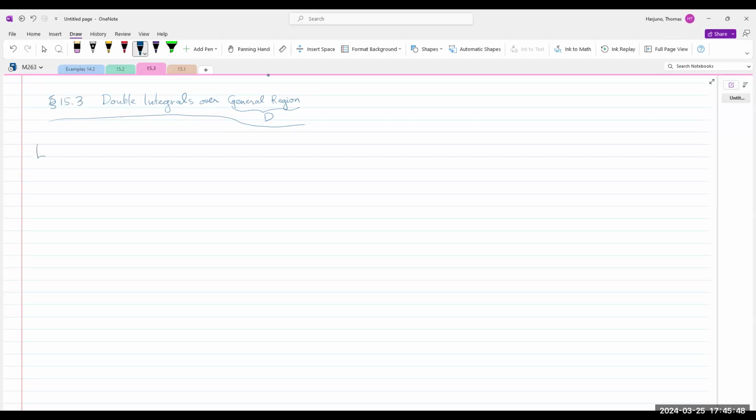Long time ago, we want to find the length of an interval. Let's say the length from interval from A to B. The way we compute that, of course, we just subtract. The length is B minus A, right? I think that's simple.